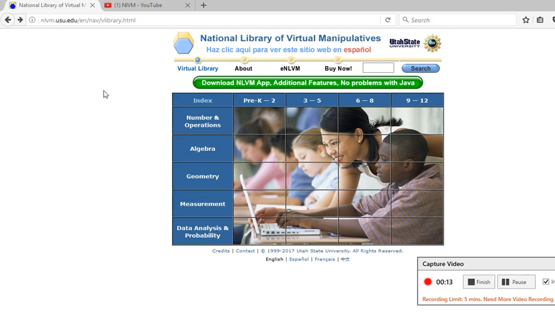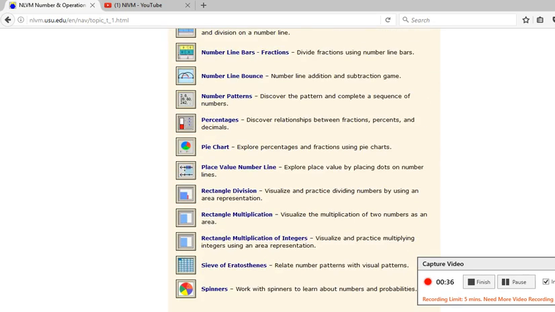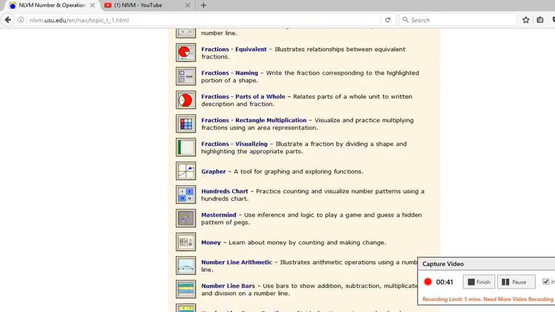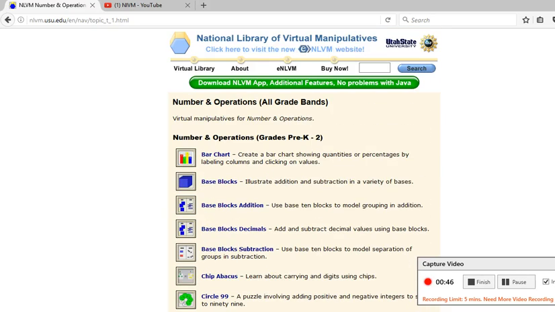Well, the website is actually very easy to manage and navigate. There are 5 subjects on this side of the screen that the website covers, which are numbers and operations, algebra, geometry, measurement, and data analysis and probability. And what's very convenient is that each of these subjects, for example, numbers and operations, has grade ranges for the activities it covers. So pre-K to 2, grades 3 to 5, 6 to 8 is also on here, and 9 to 12 as well. And so it covers a variety of grades as well as subjects.